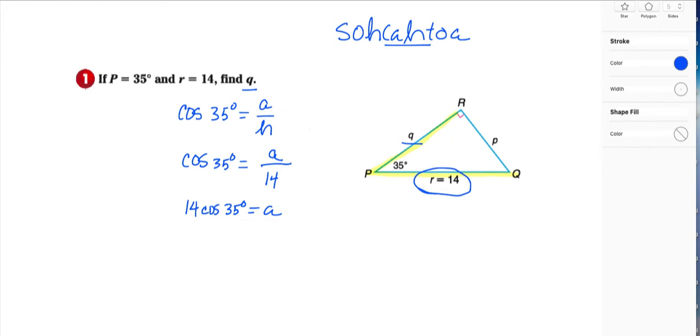I'll be done. And I did just that, and here I have that the length of side Q, which I have as A because it's an adjacent side, but I should have put Q. The length of side Q is 11.468 units, whatever the unit of length is there.